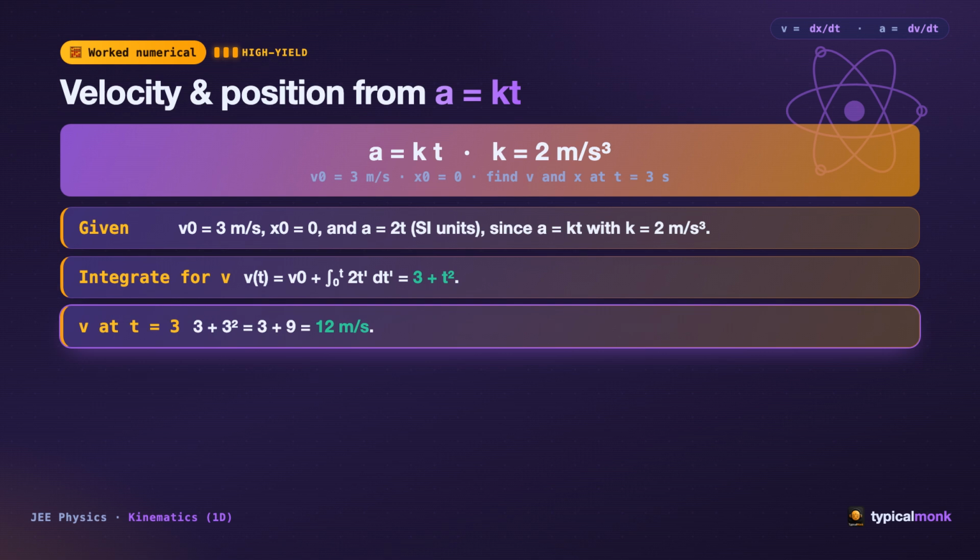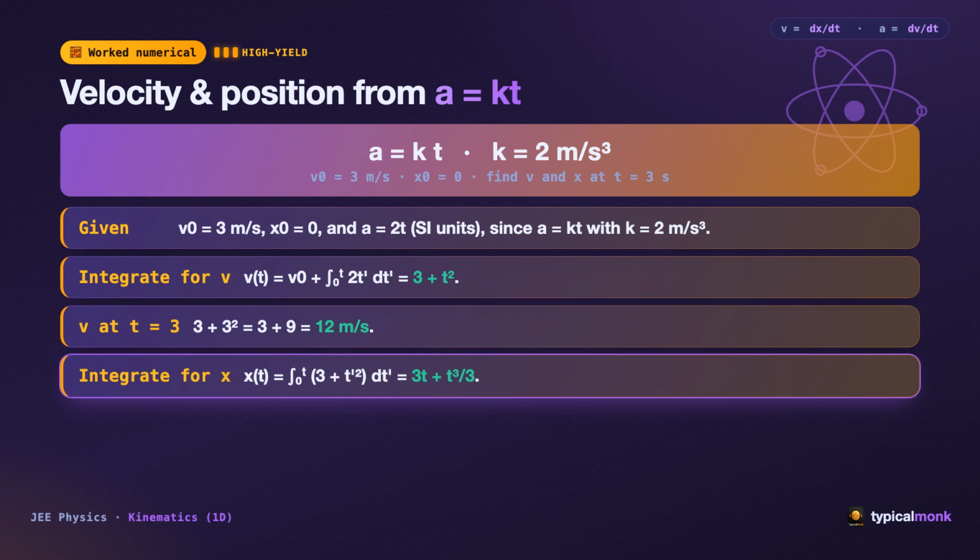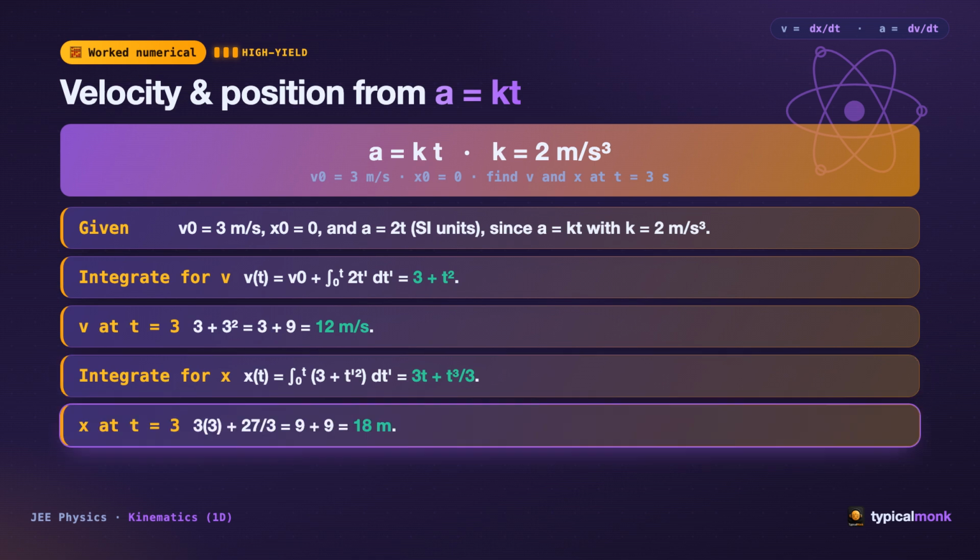Velocity at 3 seconds: 3 plus 3 squared, that is 3 plus 9, giving 12 meters per second. Step 4. Integrate velocity once for position. Position equals the integral of 3 plus t squared dt from 0 to t, which gives 3t plus t cubed over 3. Step 5. Position at 3 seconds. 3 times 3 plus 27 over 3, that is 9 plus 9, giving 18 meters.